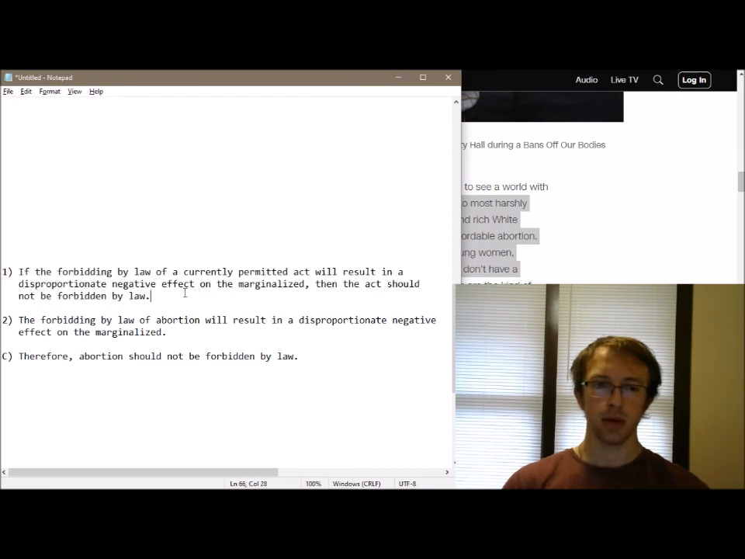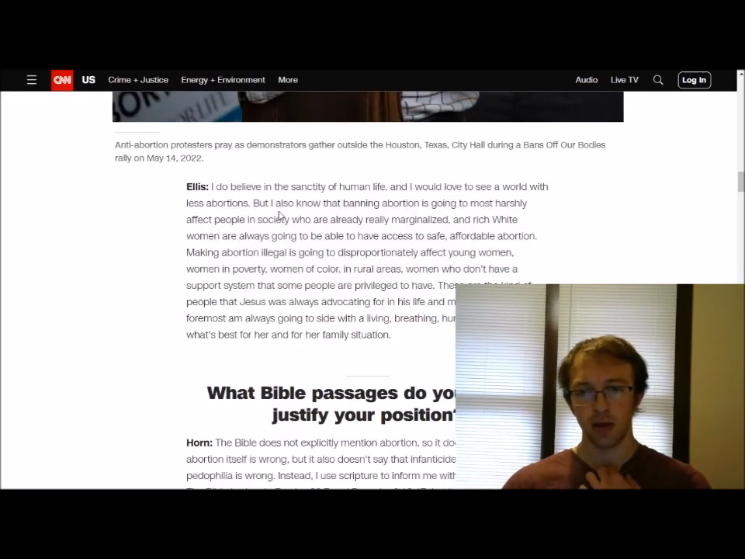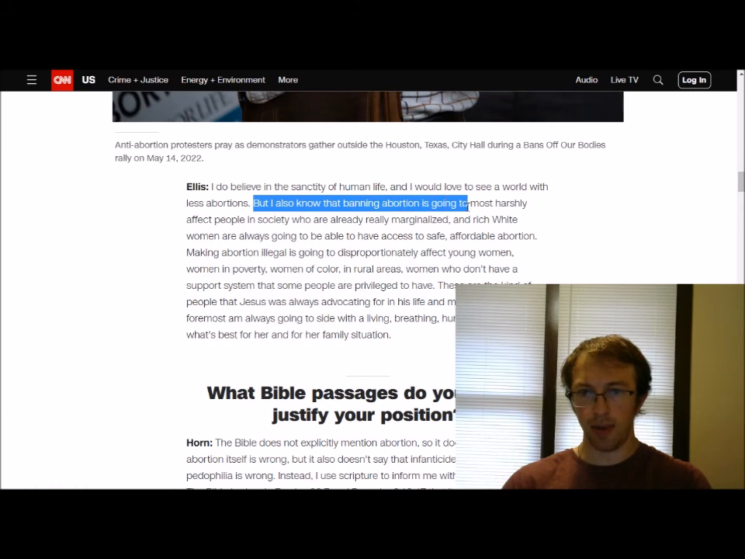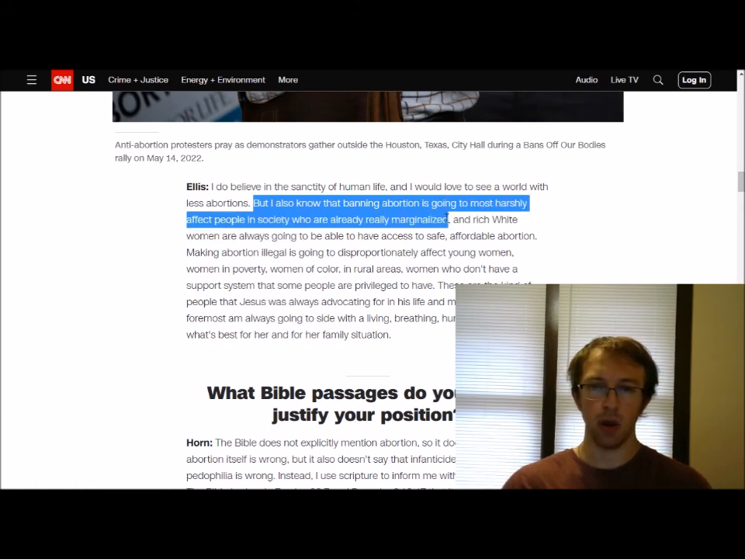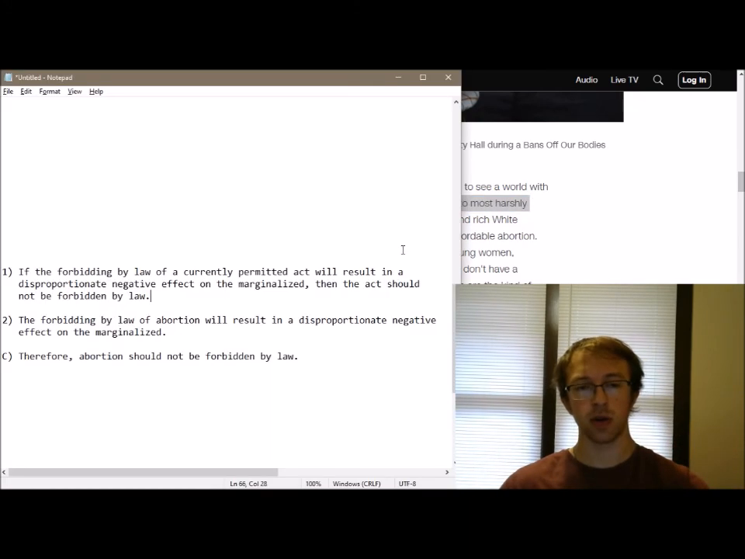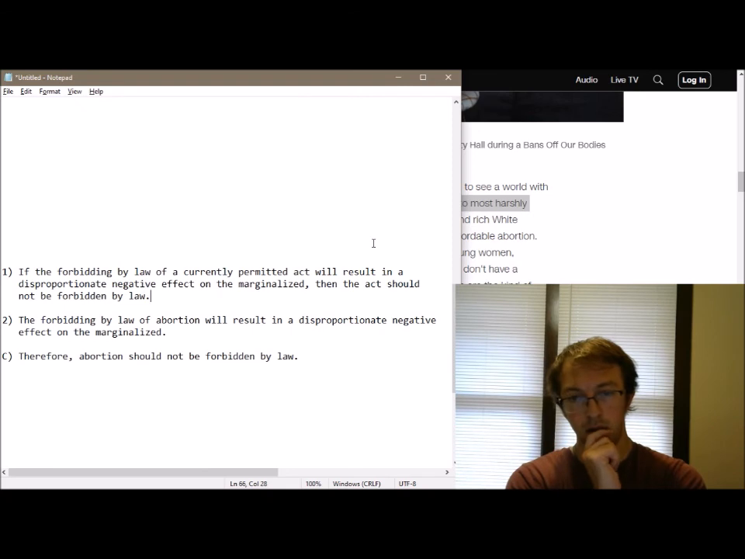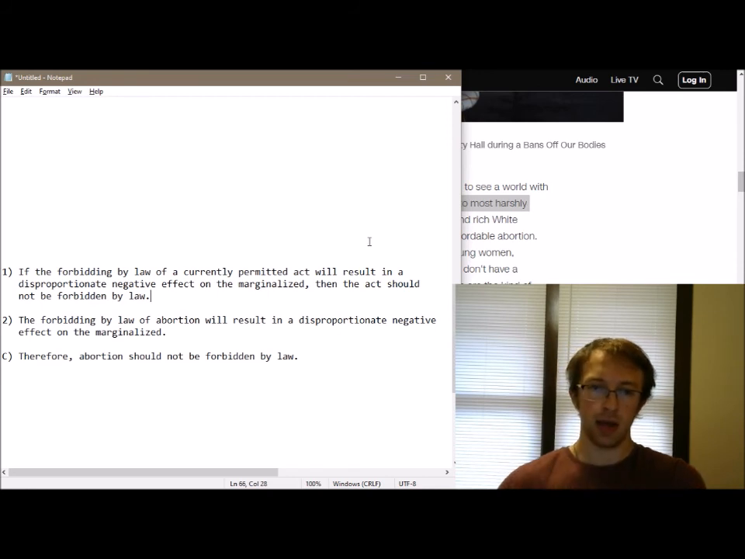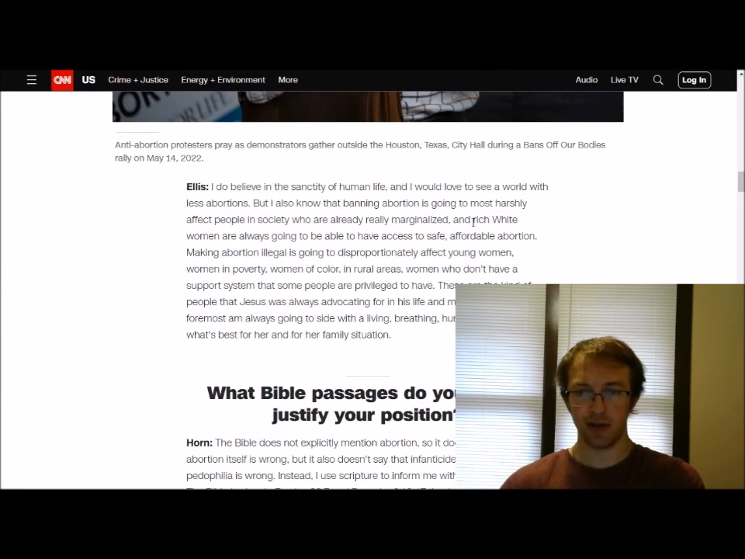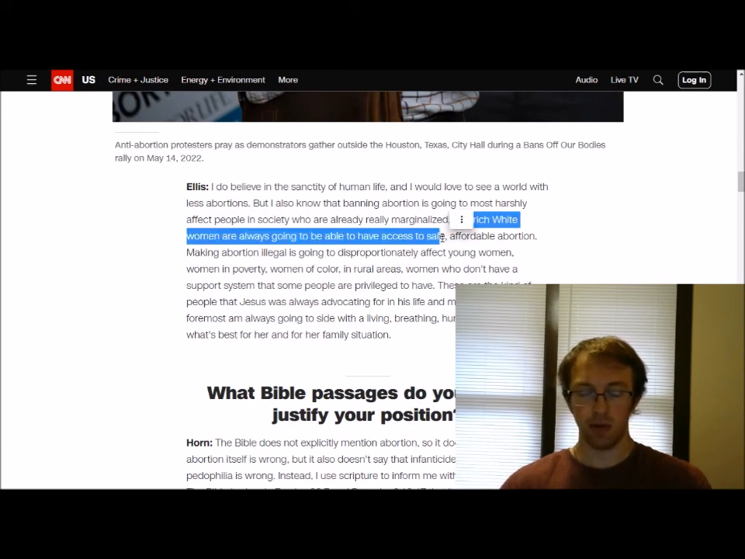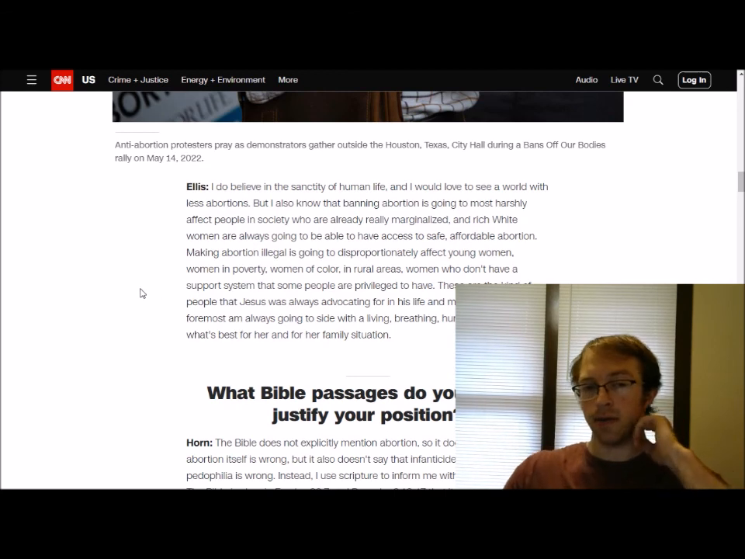Okay. Some might agree with this premise. Some might say, well, there's certain situations, but I think that's what she's arguing here, right? Because here she says, I want to represent the argument as best as possible. I know that banning abortion is going to most harshly affect people in society who are already really marginalized. I think that's the crux of our argument here, right? And rich white women are going to have access to safe, affordable abortion. So she might be saying, yeah, that's why I say disproportionate negative effect on the marginalized. You might also say, and also benefits the wealthy or something. I think it's along the same lines, okay?